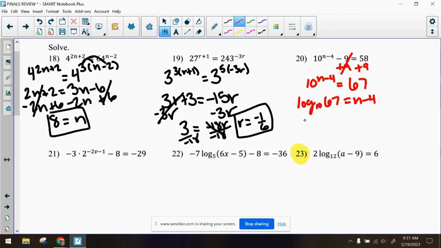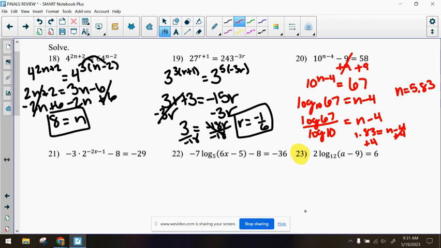Log base 10 of 67 is something that you're going to evaluate on your calculator by typing log 67 divided by log 10. That's how we do change of base to get an approximation of that log. It's going to be a decimal, and that's okay. So log 67 divided by log 10, and I'm going to round it to 1.83 equals n minus 4. I then add 4 on both sides. So n is equal to 5.83.